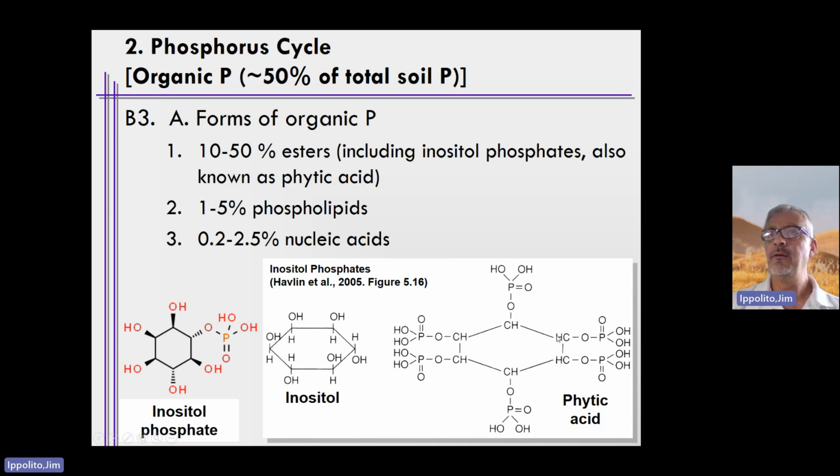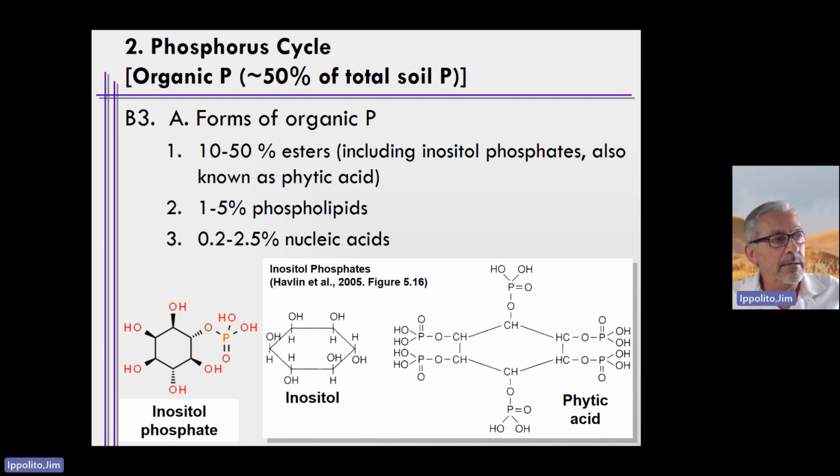Then we have some phosphorus in phospholipids. These are the cell structures or the cell membranes of microorganisms, of plant tissues, etc. And then we have a little bit in nucleic acid, so 0.2 to 2.5%. All of these forms of phosphorus are forms that plants cannot utilize, right? And this value, 50% of the total phosphorus in soils can be organic.